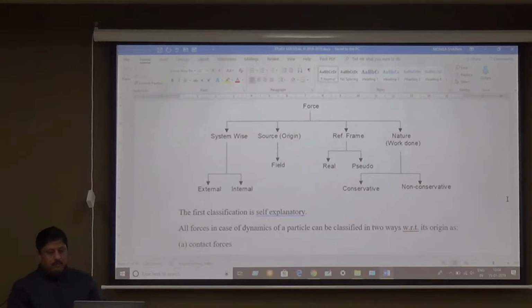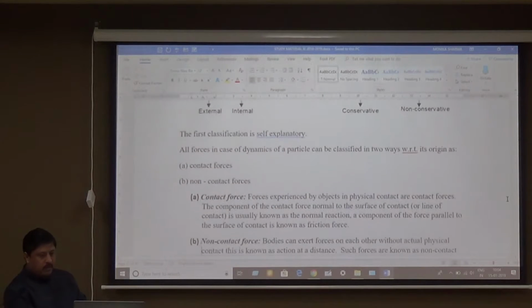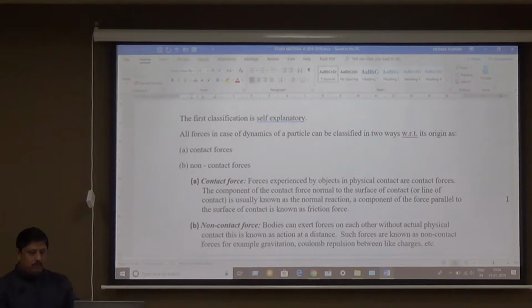So here the first classification is self-explanatory. All forces in case of dynamics of a particle can be classified in two ways with respect to their origin, as contact force and non-contact force. This is very important for students. We can characterize the forces by two different methodologies. First is contact. What is the contact force? When the bodies are in actual contact, like normal force, tension force, friction force, these are contact forces.